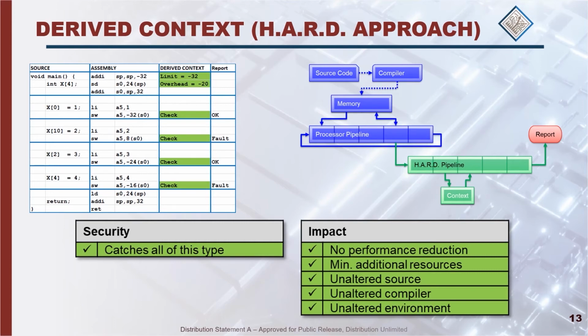The pipeline off to the side can be very lightweight. And in this case, the context needed to store it is maybe only just a few little things depending on the complexity of the pipeline we're using. Also on the plus side, we haven't changed the source code at all. We haven't had to change the compiler. The environment is the same. The programmer hasn't had to learn any new tags to use in its source code. So overall, we feel this is a very attractive approach, and it's the one we've chosen to use in the HARD program.